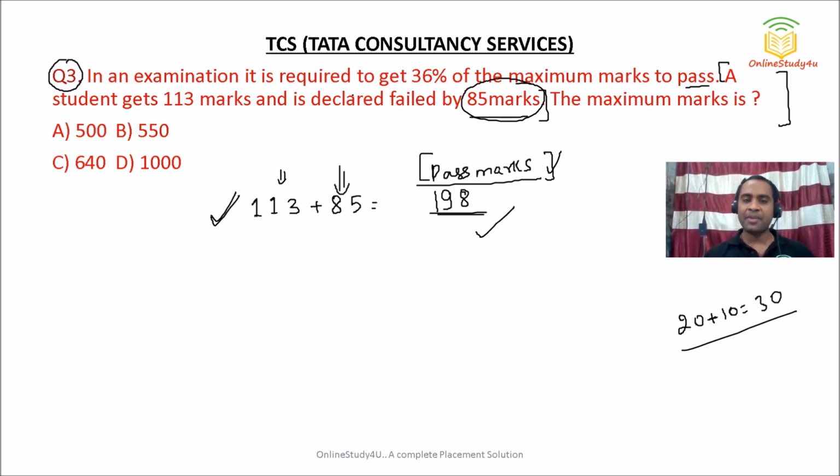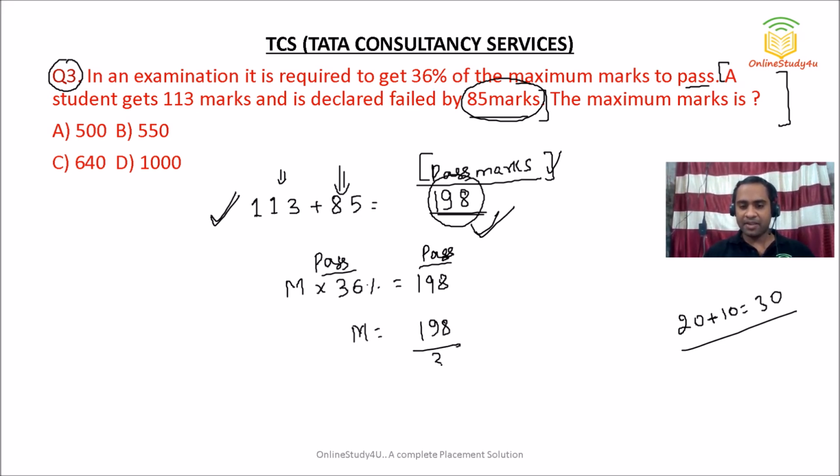Fine. So in an examination, it is required to get 36% of the maximum marks to pass. Now, friends, what is your maximum marks? So if I get 36%, which will be nothing but 198, that means I will pass. So if I get 36% of maximum marks, or if I get 198, in both cases I have passed the exam. So M will be equal to 198 divided by 36, and this percentage will become 100.